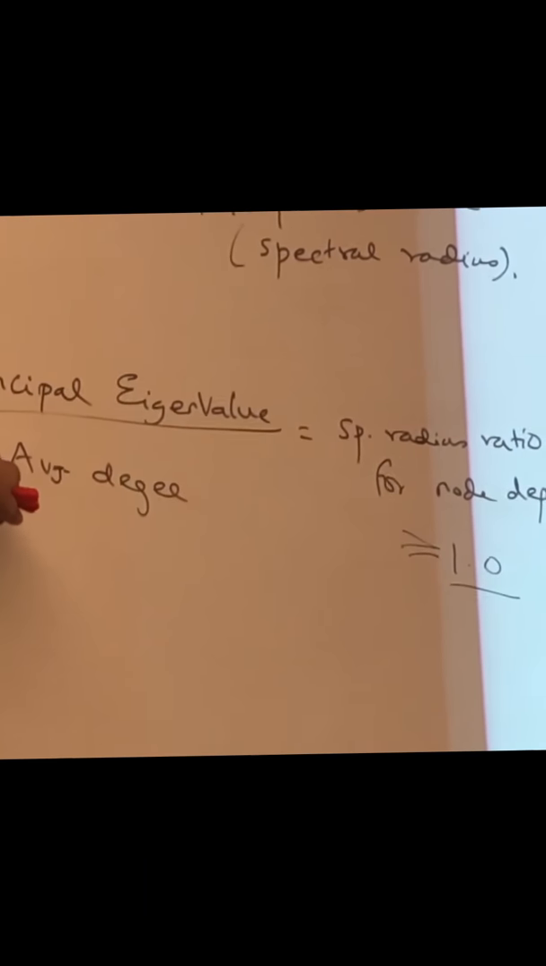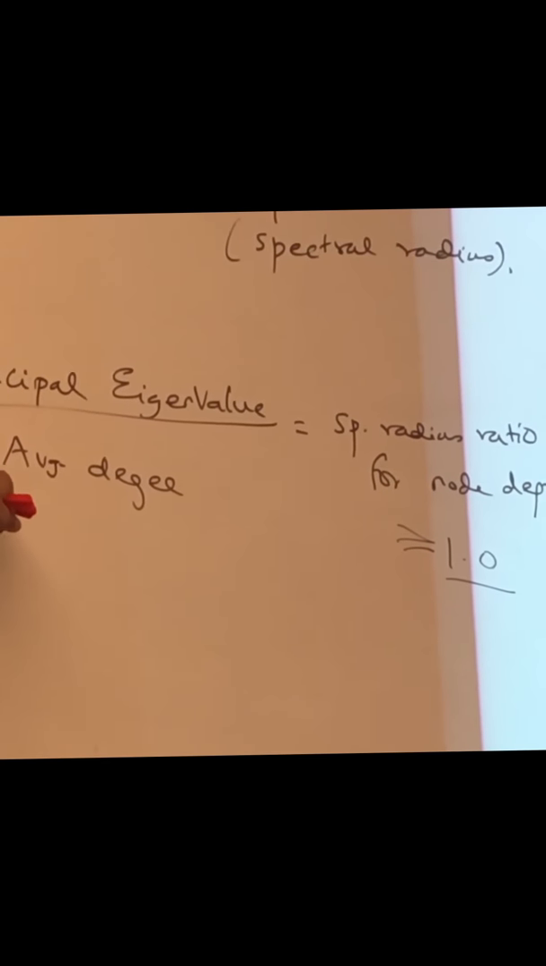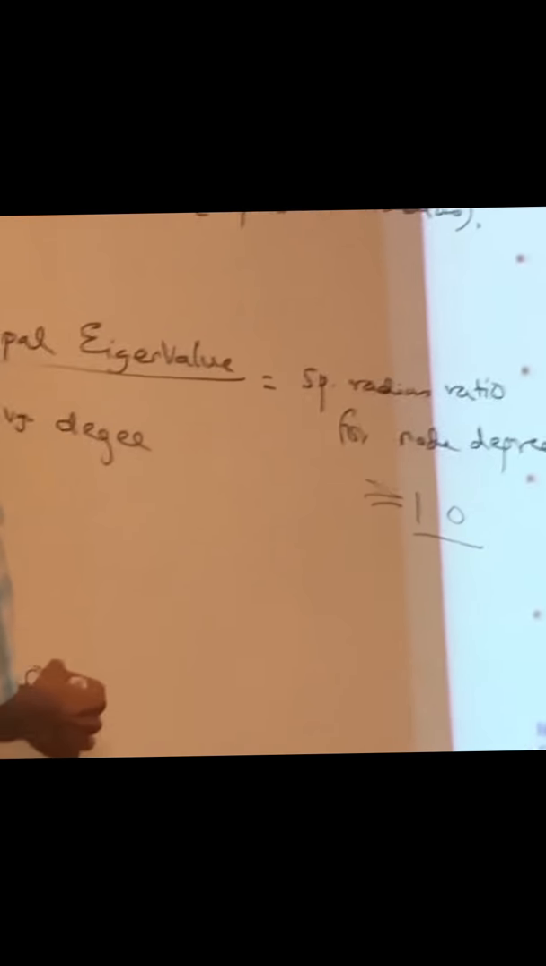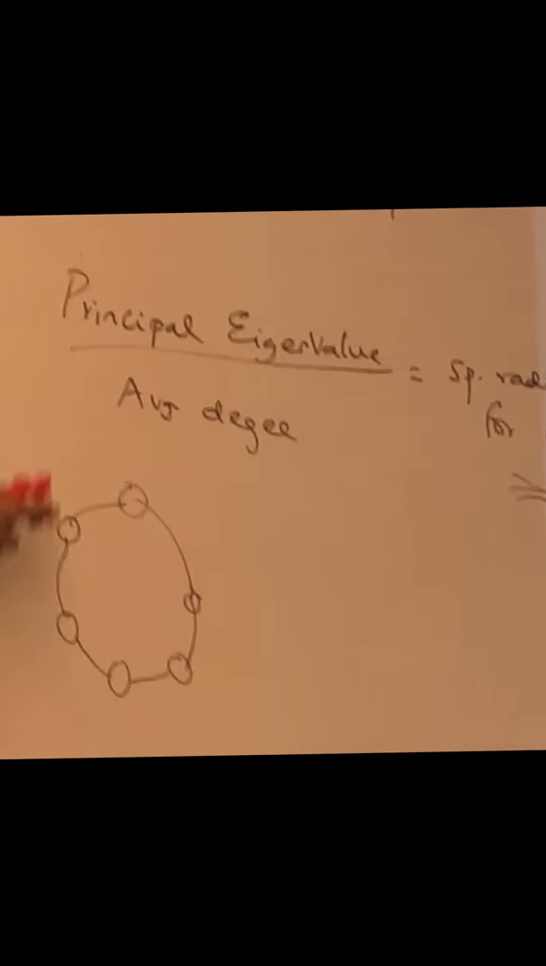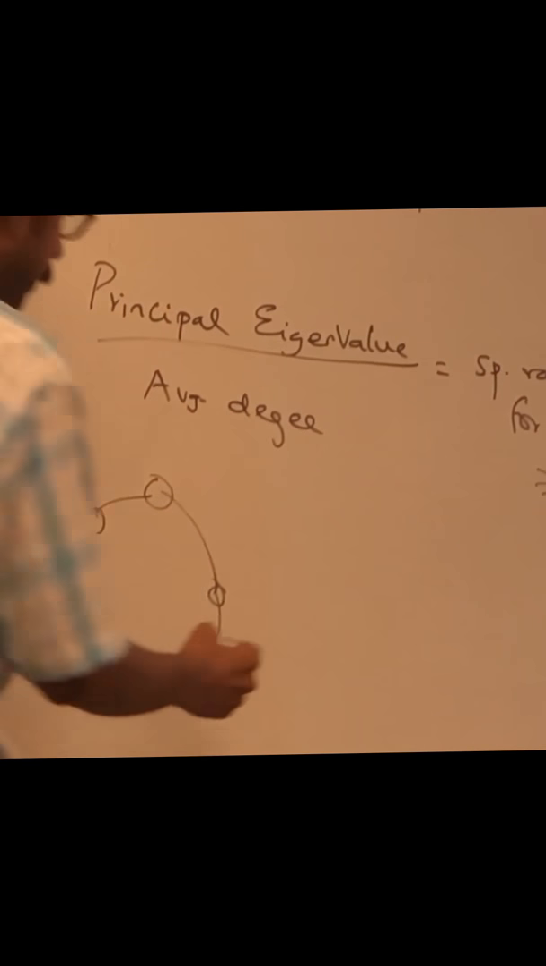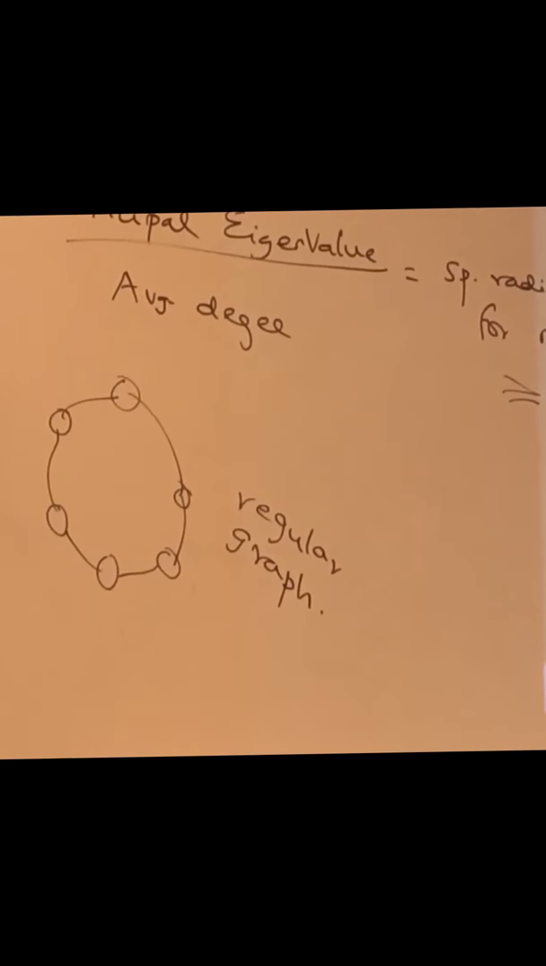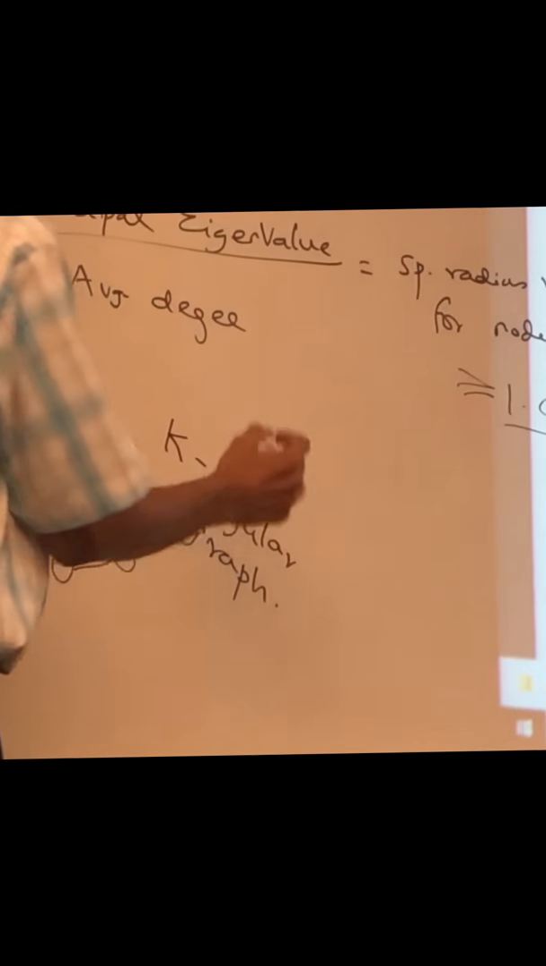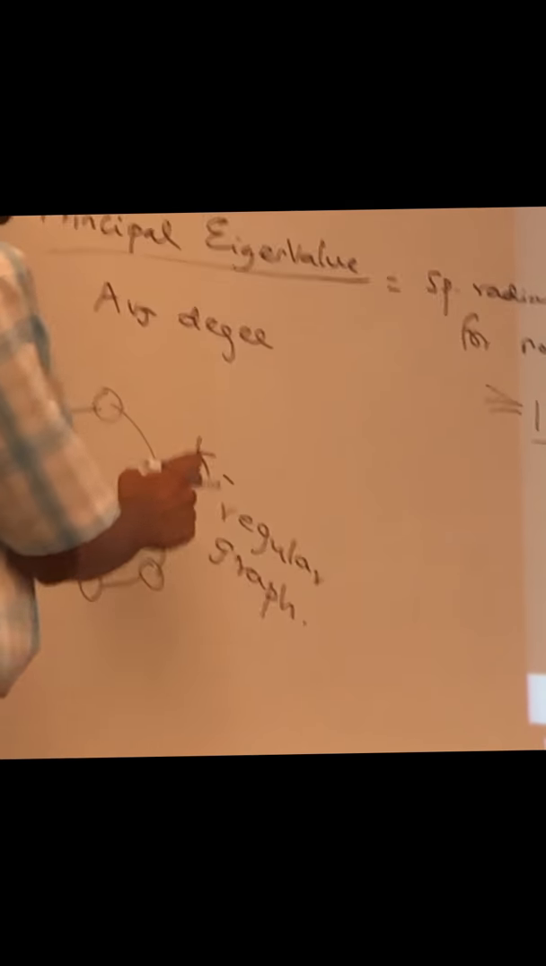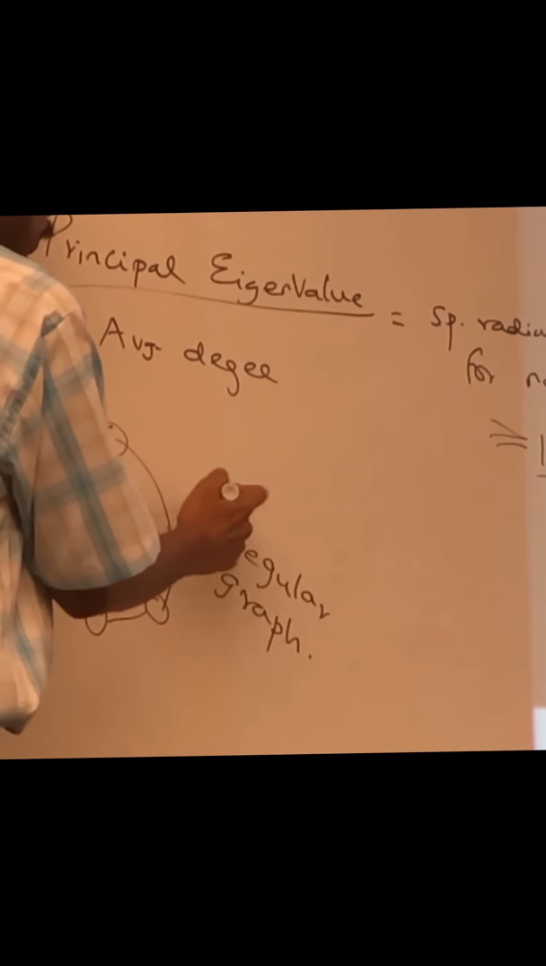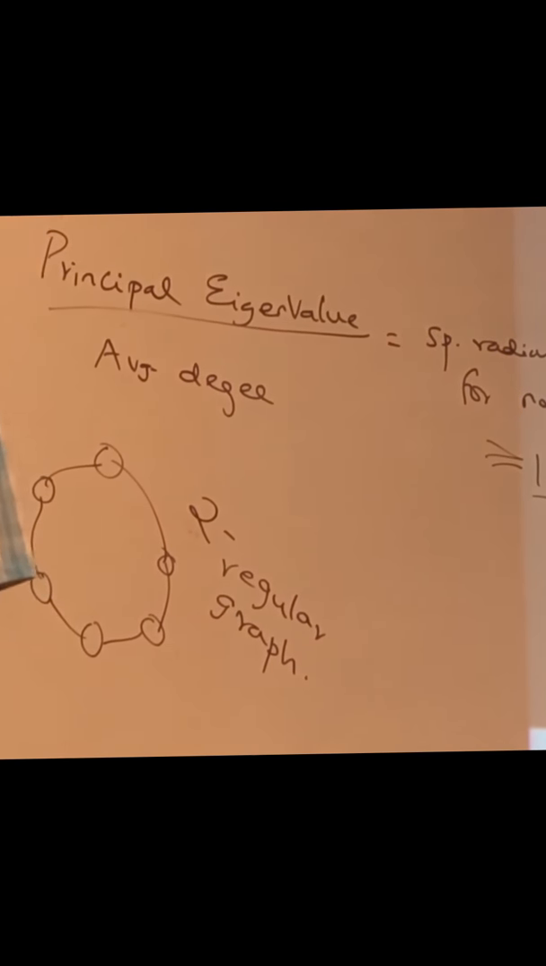So in that case, the principal eigenvalue will be the same as the average degree, which is the same as the degree, because all vertices have the same degree. How can a graph look if all vertices have the same degree? An example is this. All vertices have degree 2. Such a graph is also called a regular graph. Regular graph means all vertices have the same degree. It's called a k-regular graph if all vertices have degree k, so in this case it's a 2-regular graph.